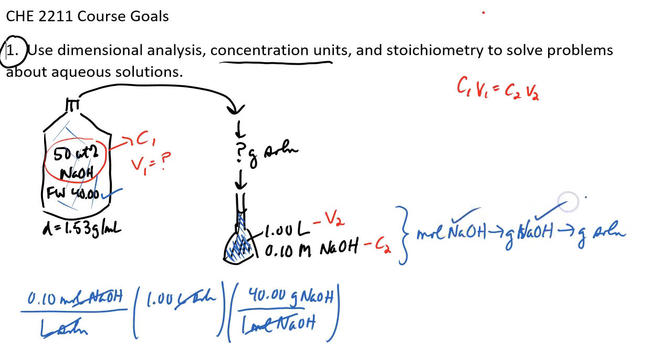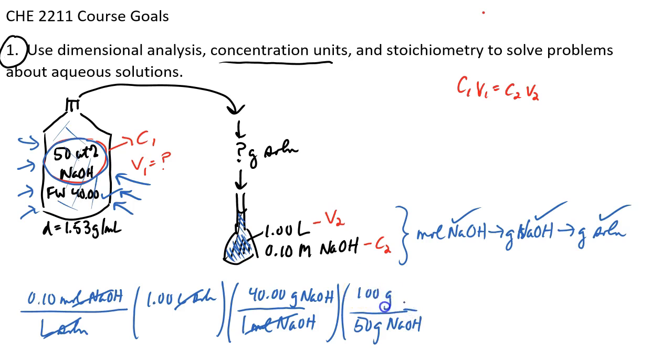So the next thing we need is, if we know the grams of sodium hydroxide, how many grams of solution do we need? And by solution, I mean this stock solution here. Well, this is where we would use the definition of weight percent, right? We know that for every 50 grams of sodium hydroxide, there would be 100 grams of solution, and I think that does it.